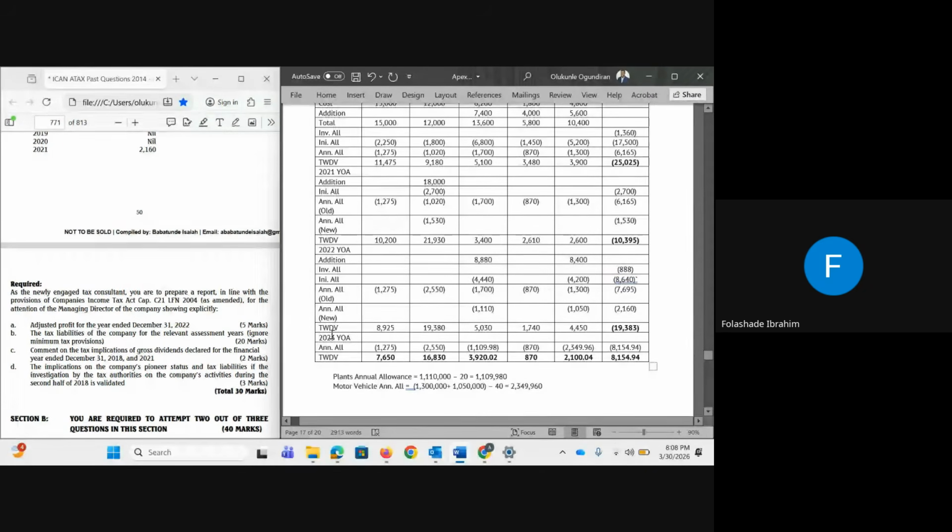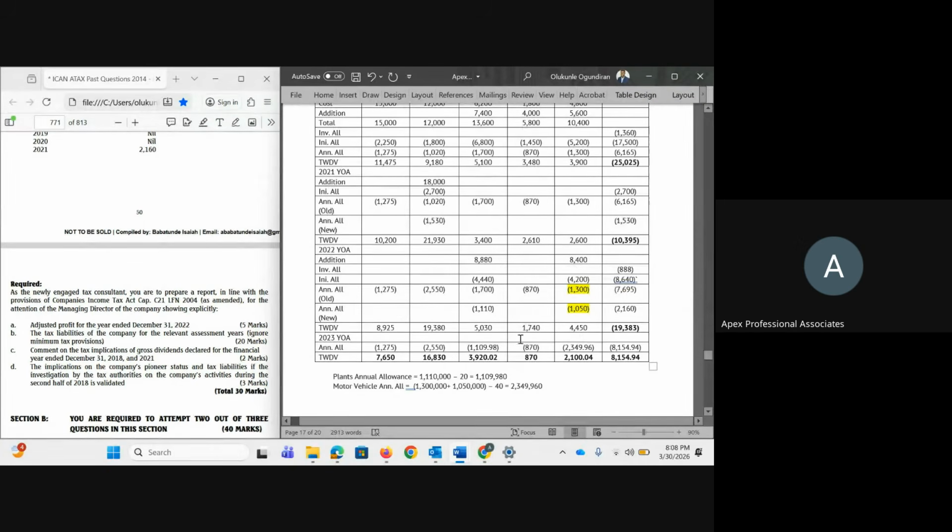1.3, 1,050,000. It's going to point to where it is. So, can you see it highlighted? Okay. Thank you.